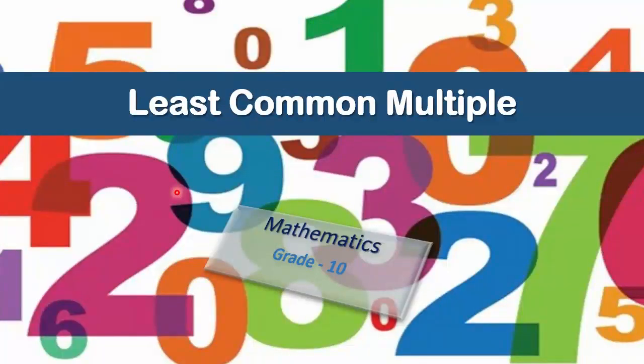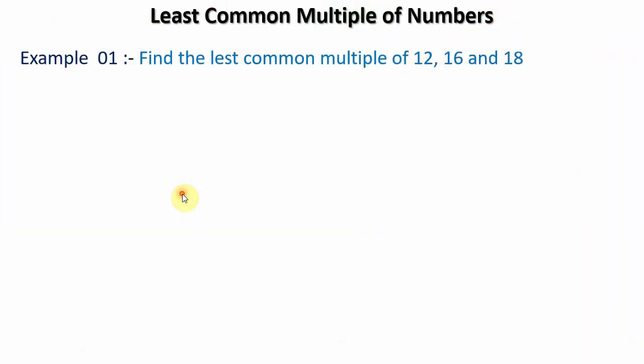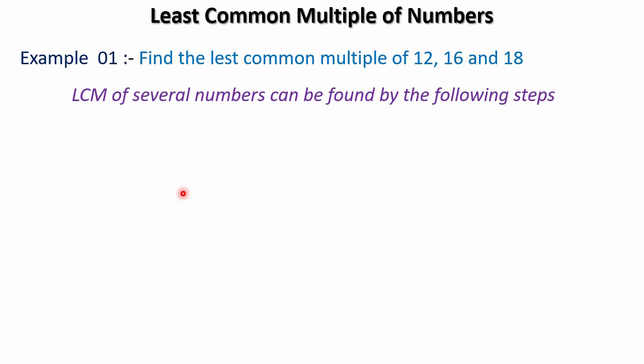Today we are going to discuss least common multiple. In short form we call it LCM. I'll explain this topic through examples. First example, we're going to find the LCM for 12, 16 and 18. We have to follow several steps.